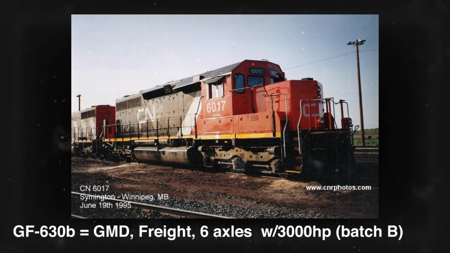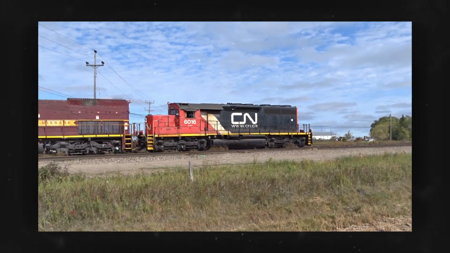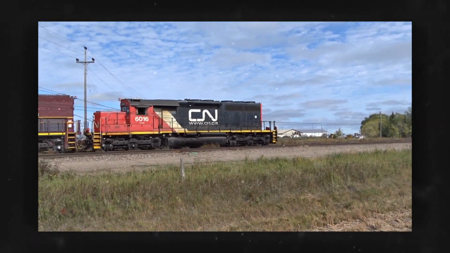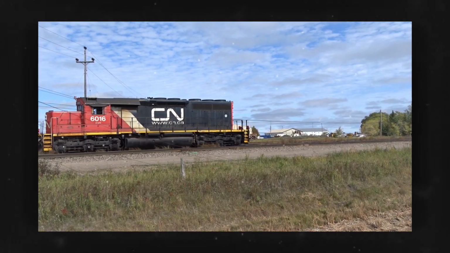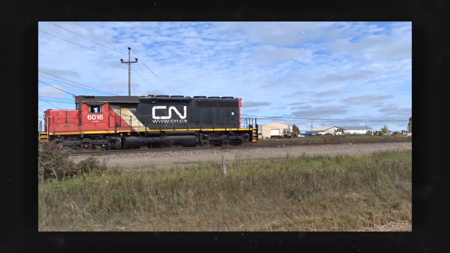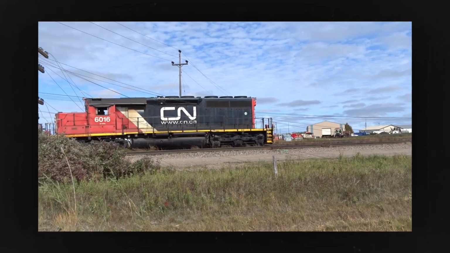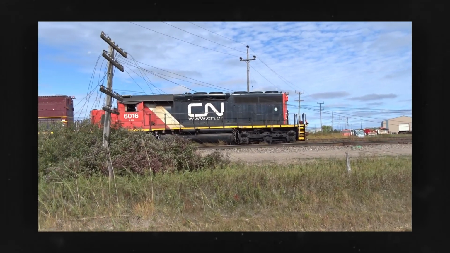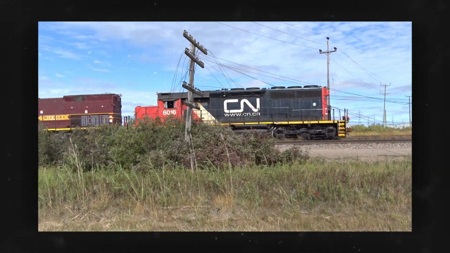And lastly, a GF630B would be a General Motors freight engine with 6 axles, 3000 horsepower, and part of batch B, like CN 6016, an SD40. I know it's not a straight SD40 now, but since nobody knows what to call it, an SD40U, an SD40-2Q, I'm just going to call them SD40s.